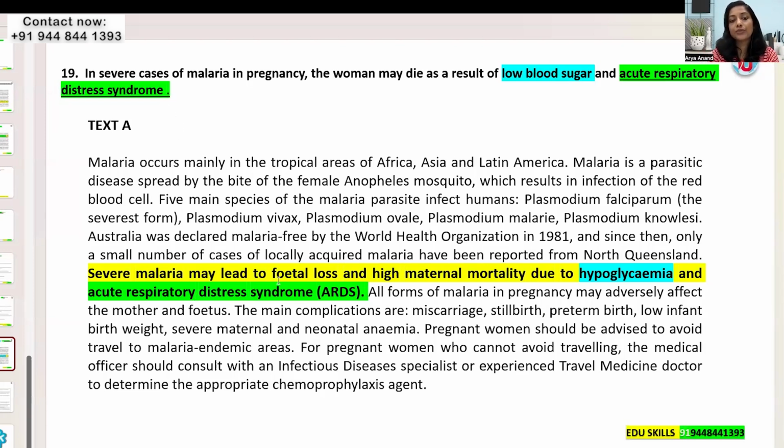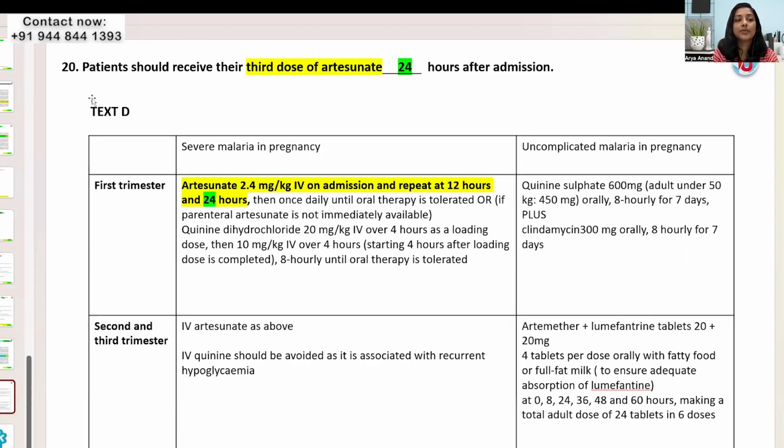Severe malaria may lead to fetal loss and high maternal mortality due to hypoglycemia. Hypoglycemia means low blood sugar. Maternal mortality means the pregnant woman may die. So that's maternal mortality. So 20th question. Patients should receive their third dose of artesunate dash hours after admission. So third dose of artesunate, that means treatment, right?